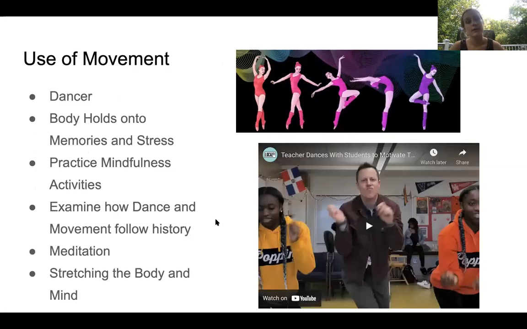Finally, we'll talk about use of movement. I am a dancer, and something that I've been really interested in studying is how the body holds on to memories and stress. We would practice mindfulness activities in my class and examine how dance and movement follow history. We would also be using practices of meditation and focus on stretching both the body and the mind, getting it prepared for learning during the day. Dancing is something that also motivates students to learn and gives them a break from traditional academics. Here is a video of a teacher who dances with his students.